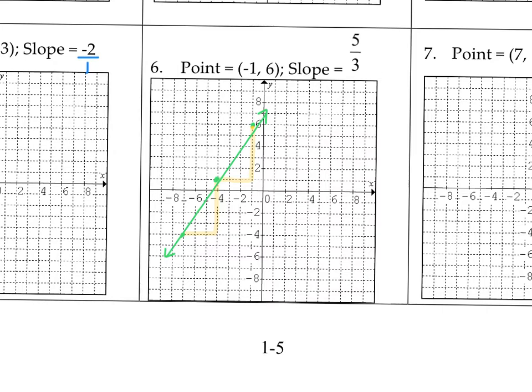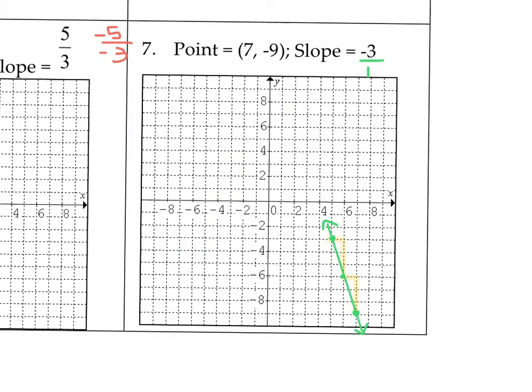Okay, so like I said before, you can actually change both of the signs for your slope. So we could have -5 over -3. And we know that's the exact same thing as +5/3, but now our directions are just a little different.